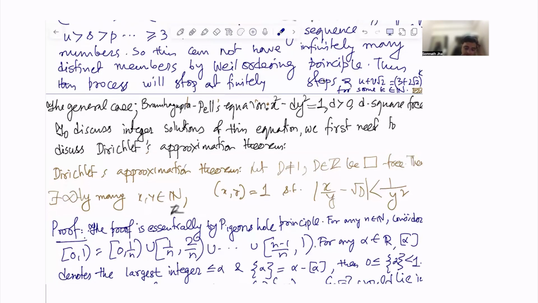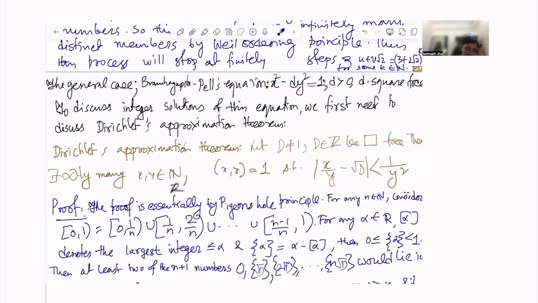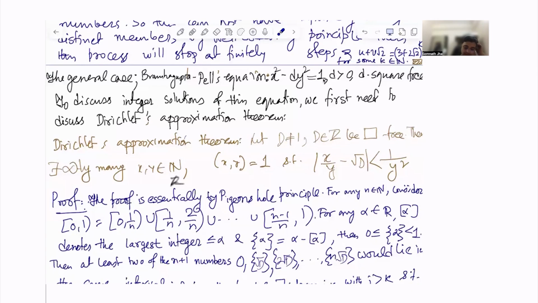Then for any alpha in R, box alpha denotes the largest integer less than or equal to alpha, and curly alpha denotes alpha minus box alpha. So if alpha is 1.5, box alpha is 1 and curly alpha is 0.5. If alpha is 0.1, then box alpha is 0 and curly alpha is 0.1. So curly alpha lies between 0 and 1, and it can never be 1.